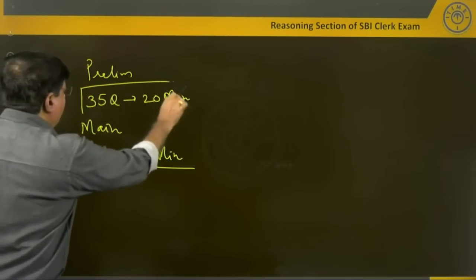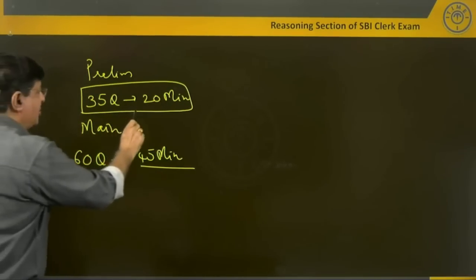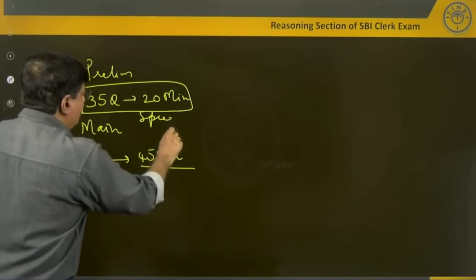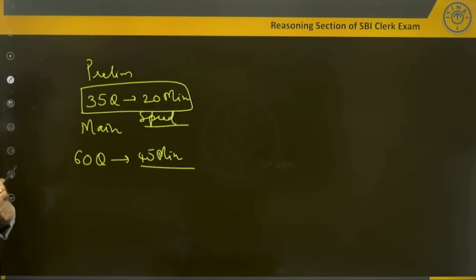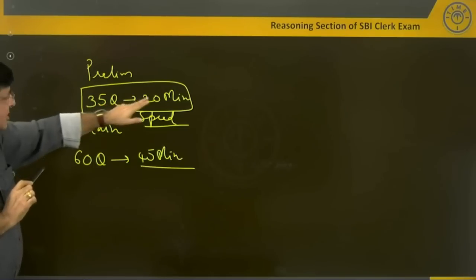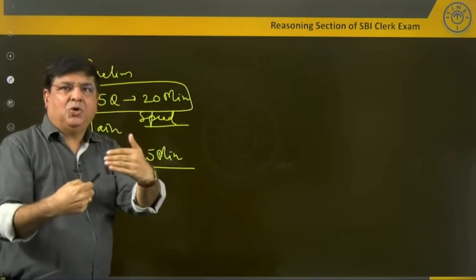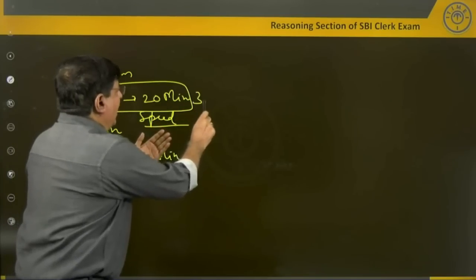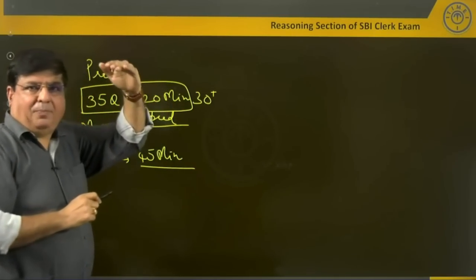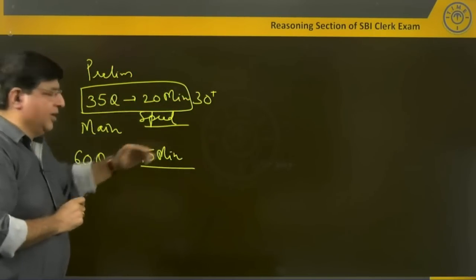Here speed is of utmost importance. 35 questions, 20 minutes, you have to do it fast. And there is a lot of pressure on you to score 30 plus so that you are in a top ranking in the merit order and go for the mains.